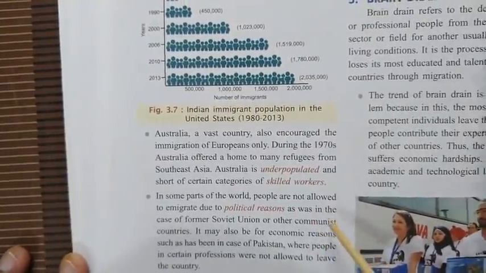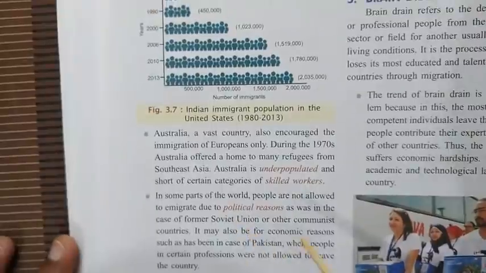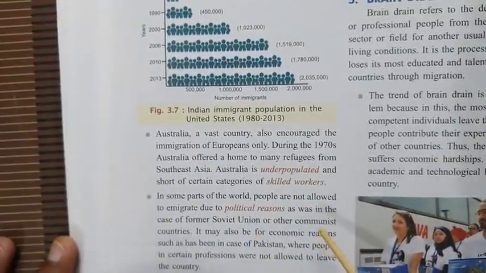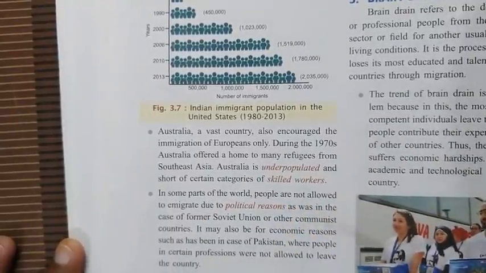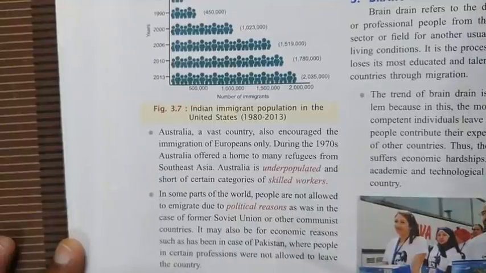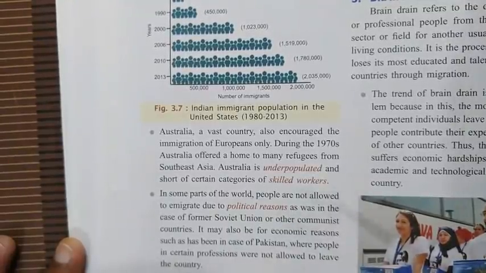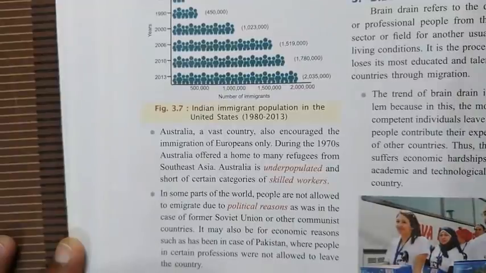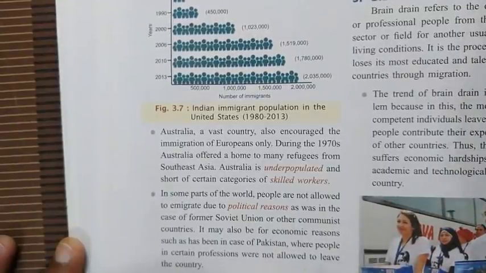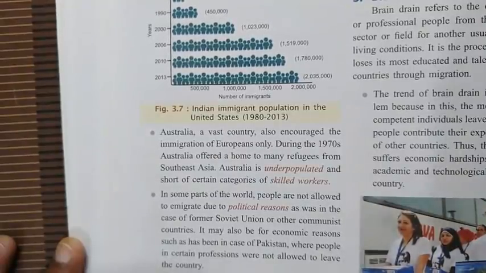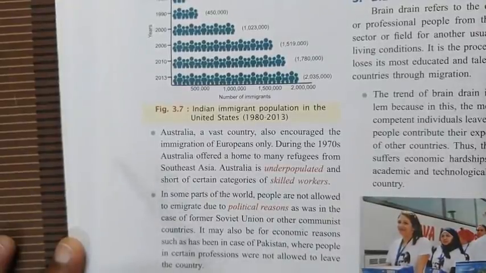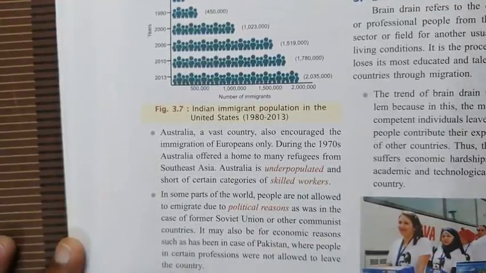Another example: the Soviet Union and some other communist countries like China and also North Korea. These countries don't allow immigration. Why is it? Due to political reasons. These countries don't want people from their country to go and settle in other parts of the world, or people from other countries to come to their countries, right?